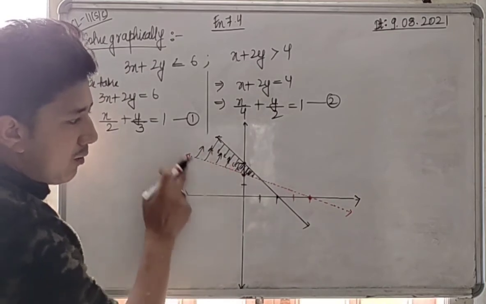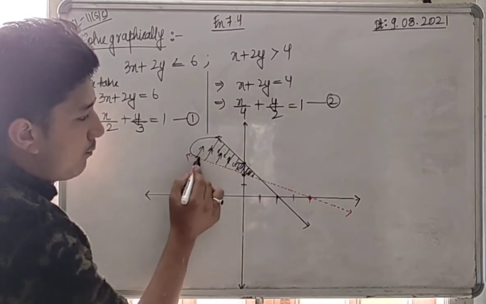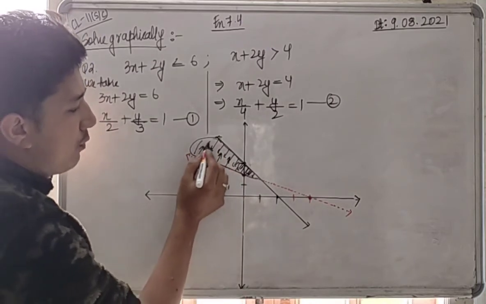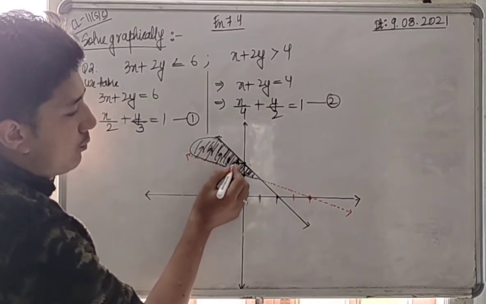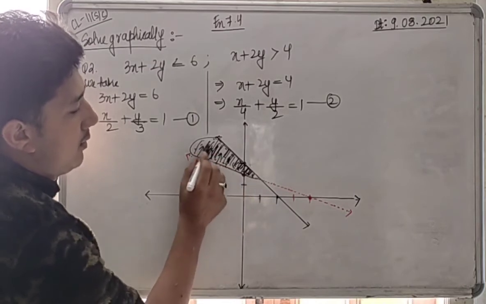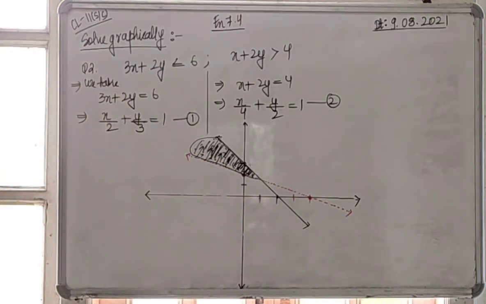If you see the graph properly, this is the common point of intersection. Here we have all the points. These are all the points, so the answer will only be this much. This dotted region will be the answer. Okay, so please pause the video and note it down.